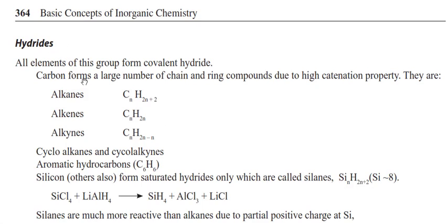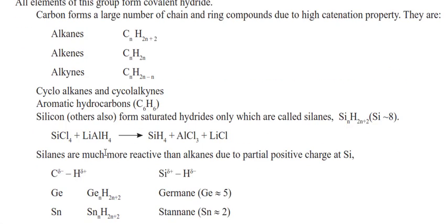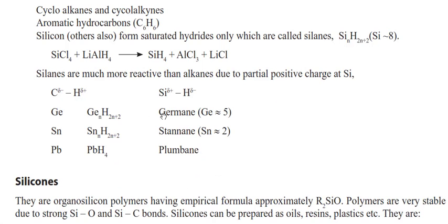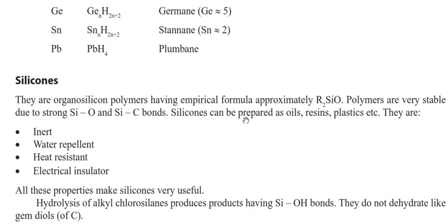And hydrides. As we know, carbon can make a series of hydrides like alkanes, alkenes or alkynes, or it can even form aromatic hydrocarbons. Similarly, silicon can also make some kind of hydride, which is known as silanes. And the method is very easy. From silicon tetrachloride, if you do a reaction with lithium aluminum hydride, you will get a silicon hydride. Similarly, germanium, tin and lead can also make hydrides.